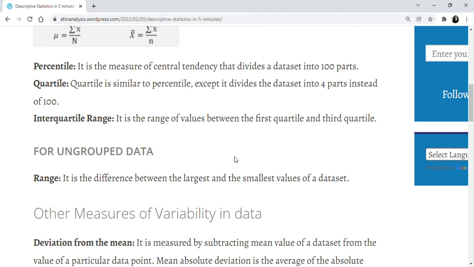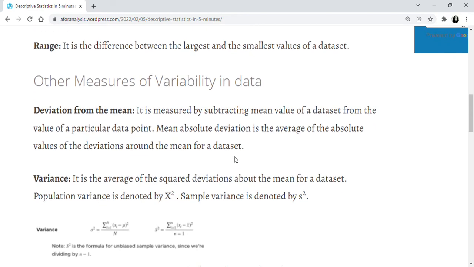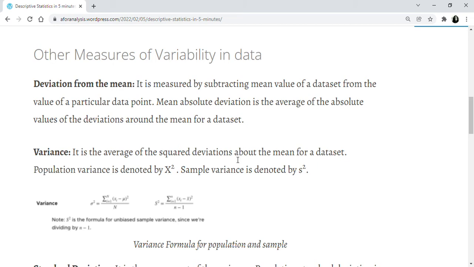Now, if it is ungrouped data, then we have range. Range is basically the difference between the largest value and the smallest value in the data set. Now let's talk about the other measures of variability in the data. So we have deviation from the mean. For each data point, we can take the difference between the value of that data point and the mean of the data set, and that would be the deviation from the mean.